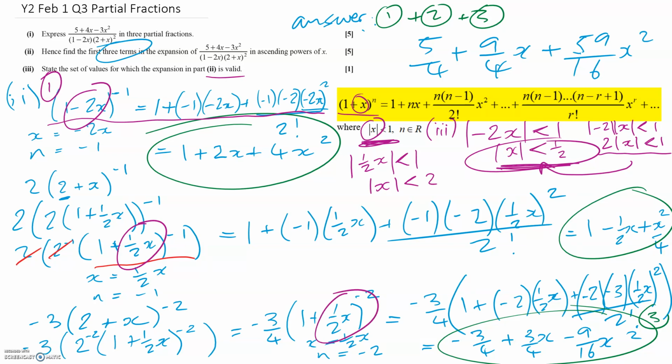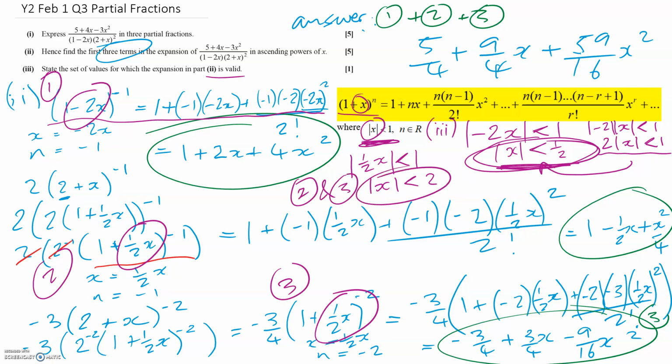And for expansion 3, it's the same thing. Okay, so in order for expansion 1 to be valid, this needed to be true. In order for expansions 2 and 3 to be valid, we needed this to be true.